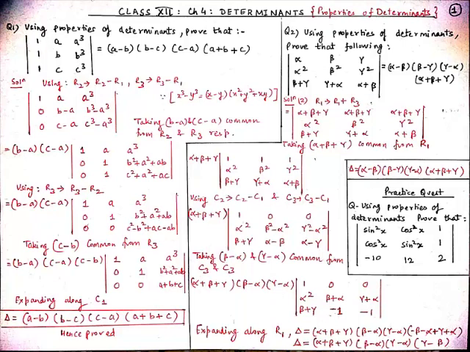So from here student, when we take negative as common from beta minus alpha and gamma minus beta, minus into minus will become plus, and we get our result, which is equal to (alpha minus beta) into (beta minus gamma) into (gamma minus alpha) into (alpha plus beta plus gamma), and hence proved.